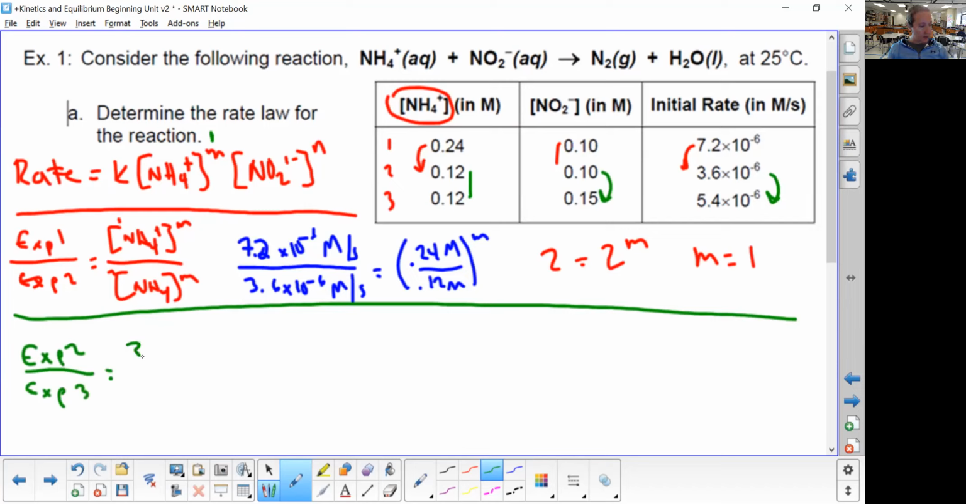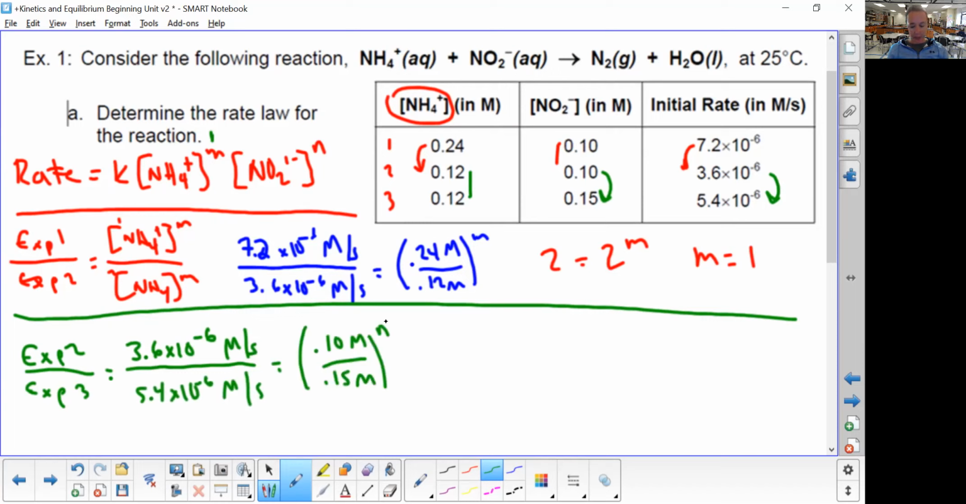So the rate at experiment 2 is the 3.6 times 10 to the negative 6 molarity per second over the 5.4 times 10 to the negative 6 change in concentration per unit time. And that's going to be equal to 0.10 molar over the 0.15 molar raised to some exponent n. And what you get when you divide these two is 0.67, so a decimal, and it's equal to 0.67 raised to the n. So in this case, n is equal to 1 as well.